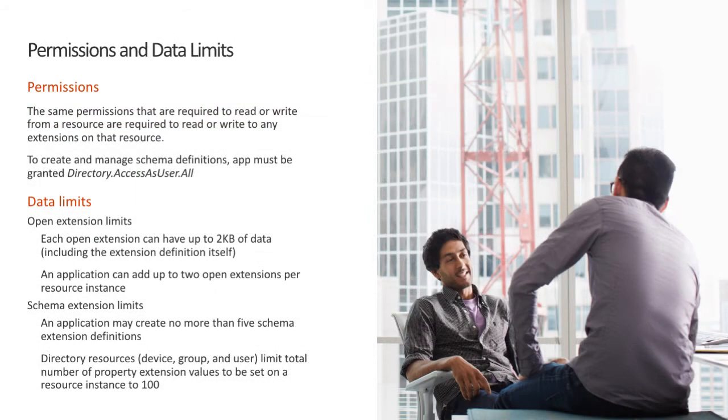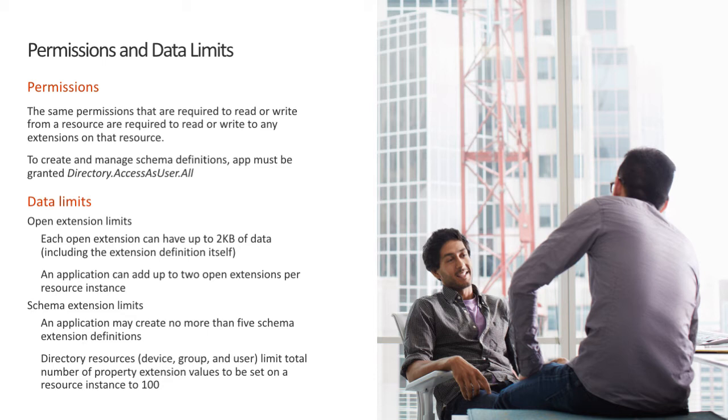So let's talk a little bit about the permissions and the data limits. For the permissions, the same permissions that are required to read or write from a resource are also required to read or write to any extension on that resource. To create and manage a schema extension, an app must be granted the Directory.AccessAsUser.All scope. So what about the limits? How much data can I put in here? Well, for an open extension, each extension can have up to 2K of data, including the definition itself. An app can add up to 2 extensions per resource instance.